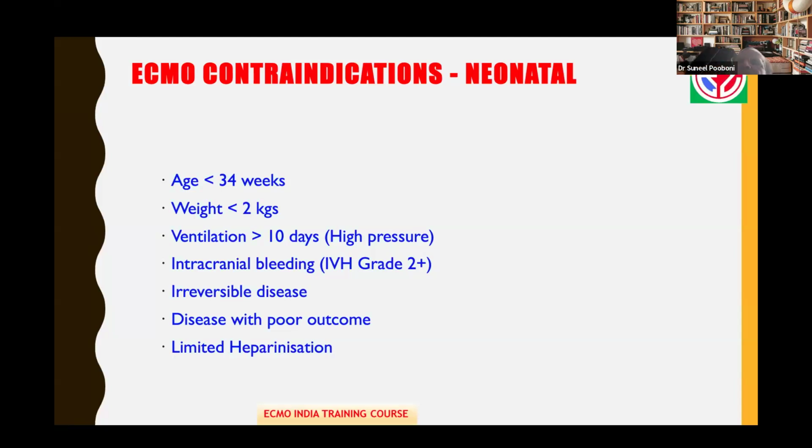Intracranial hemorrhage, intraventricular hemorrhage of more than grade 2. If it is a grade 3 or grade 4 hemorrhage, then we don't want to put the patients on ECMO, because for going on to ECMO they have to be on heparinization as well, and heparinization is likely to make the intracerebral bleed worse. So we don't intend to continue the patients on ECMO if there are other ways of treating them. Disease with the poor outcome and limited heparinization.